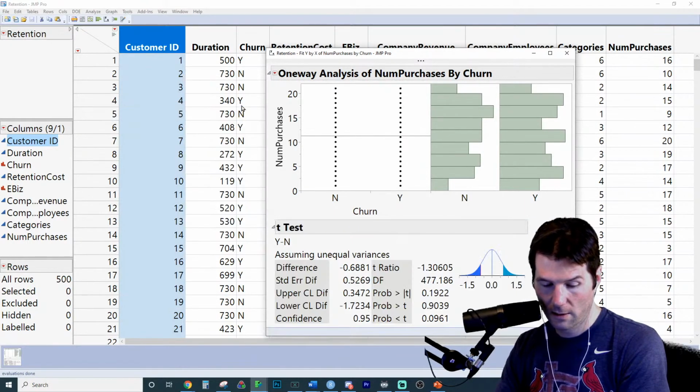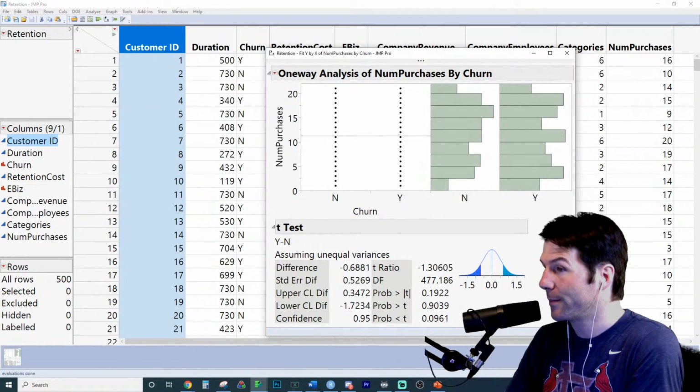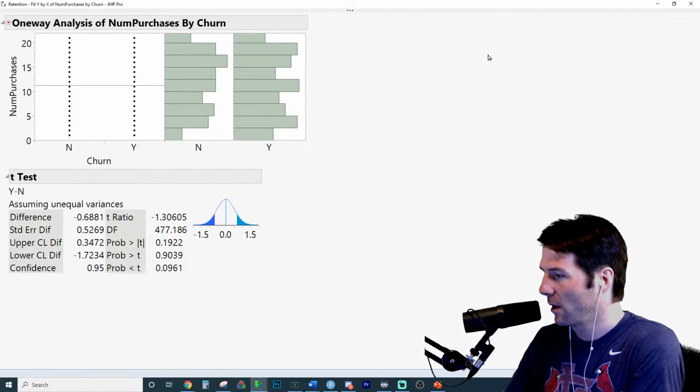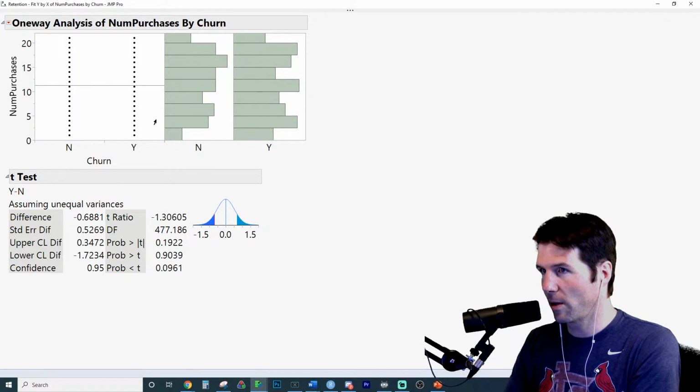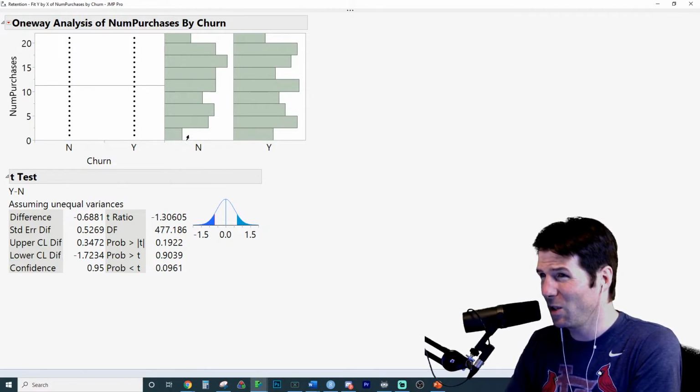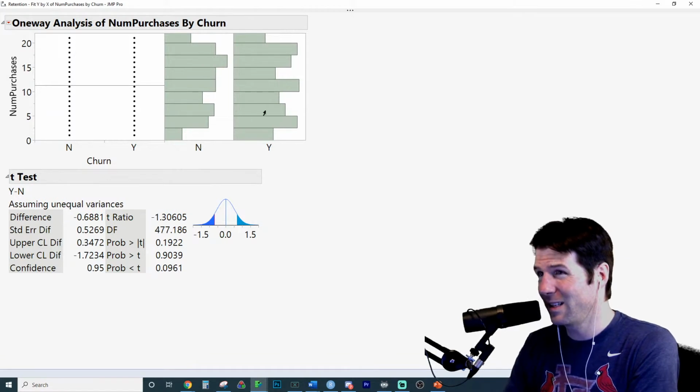Let's do the t-test. And what do we see? This is rather interesting, actually. How do you interpret this? This is the main thing to interpret right here. This just shows you the shape of each of these groups. Like the no group is mainly uniform, a slight, this is more uniform.